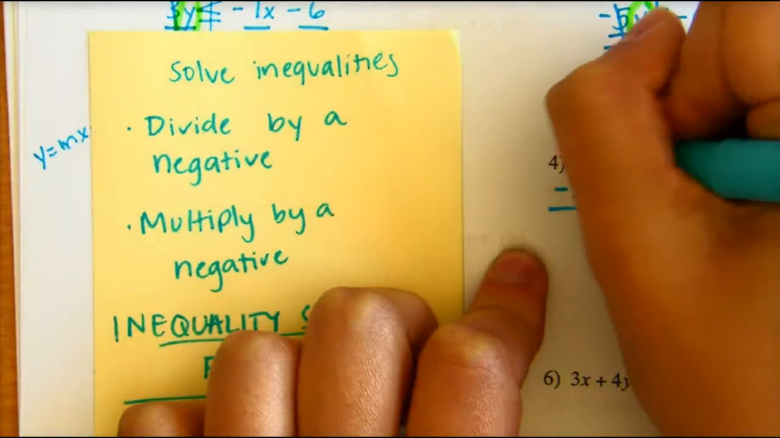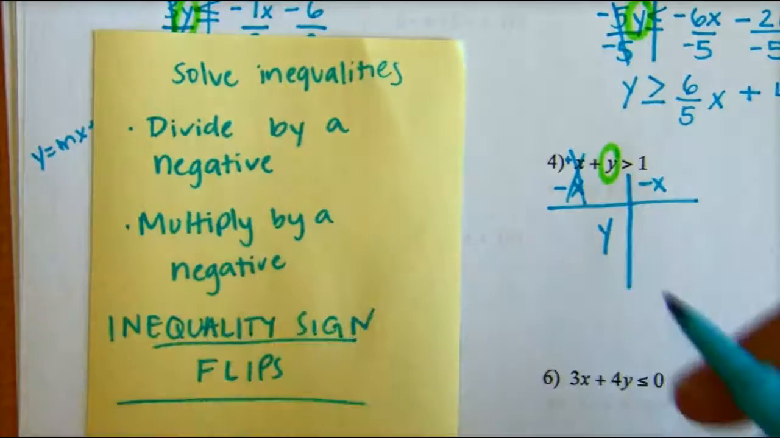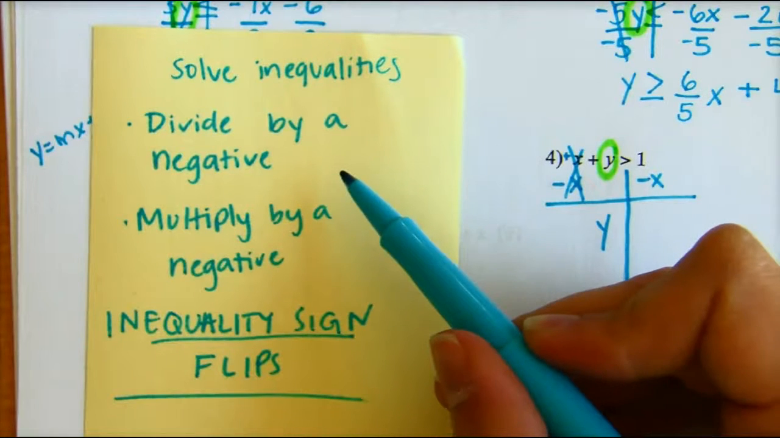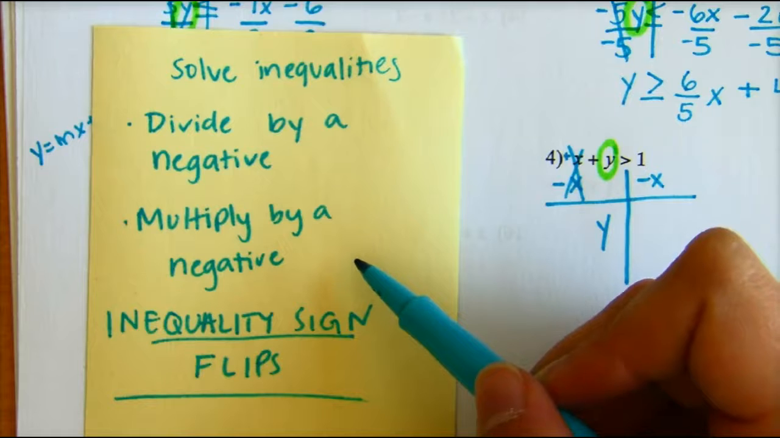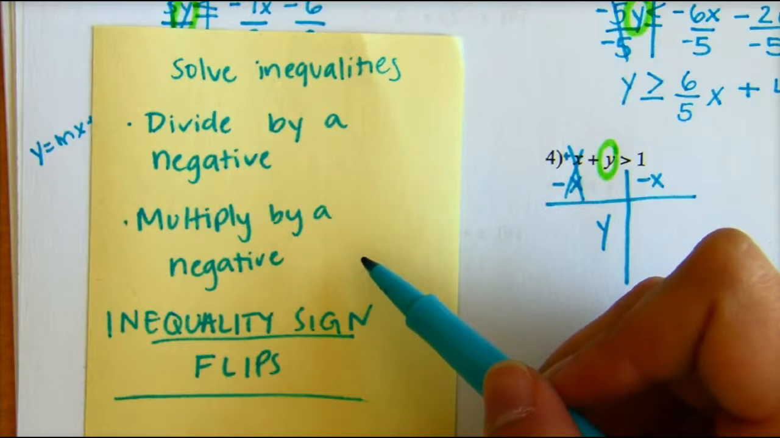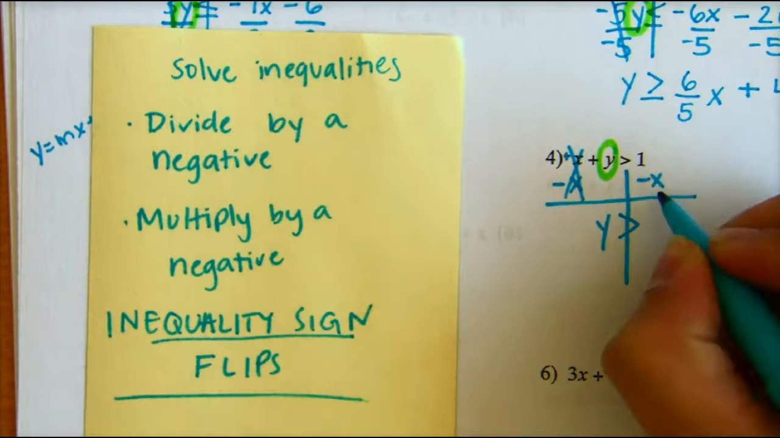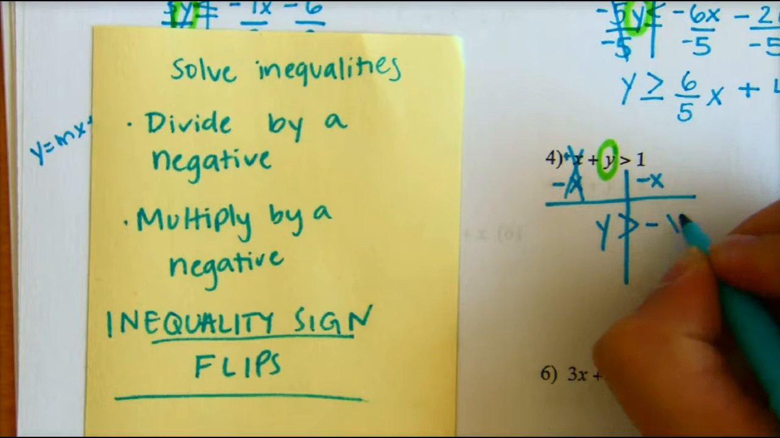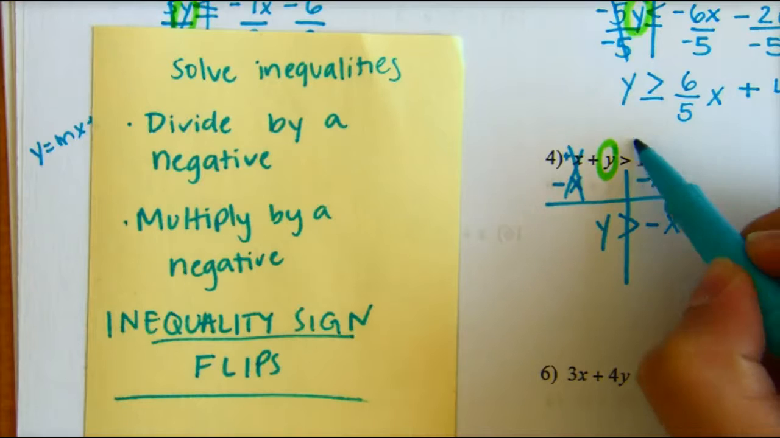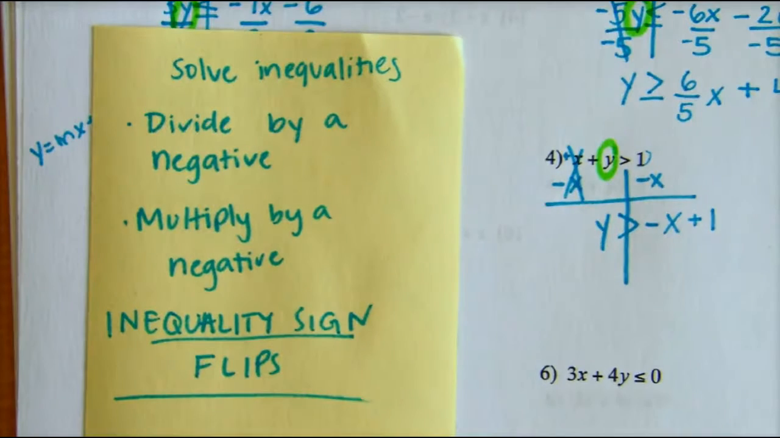Okay, when I do that, my x's cancel out. I'm left with y. Did I divide by a negative number? Nope. Did I multiply by a negative number? No, I was subtracting. So in that case, my sign stays the same. Are these two terms like terms? No. So in that case, I'm just going to write them as they are. Negative x, and this was a positive 1, so I'm going to put a plus in front of it.